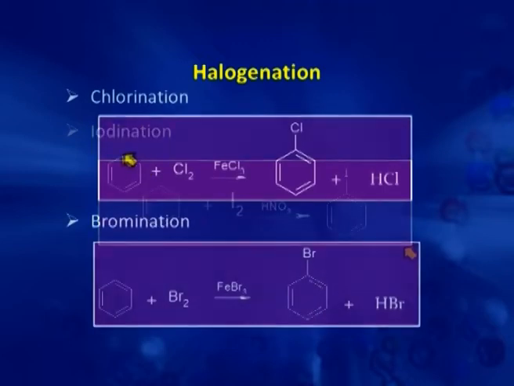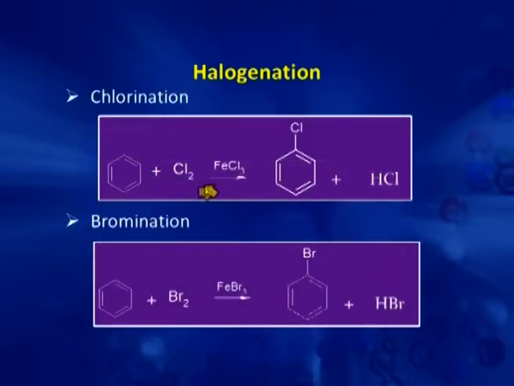Now, here in chlorination and bromination, as we have seen, there is a need of a Lewis acid, ferric chloride and ferric bromide. As we discussed in our first lecture, in the reaction of chlorine and bromine with alkene, chlorine and bromine only react in CCl4. There is no need of any Lewis acid there, because there is a major difference between the reactivity of alkene and benzene. As we discussed earlier also, in alkene there is a localized double bond.